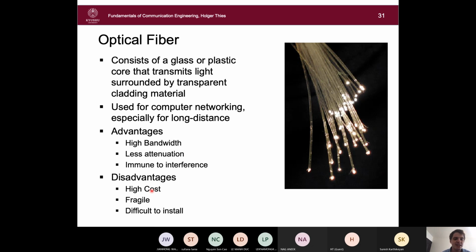The disadvantage is that they have very high costs, so they are very expensive to build. They can break easily. They are fragile, and they are difficult to install. So that's why it's often preferred to have other types of cables if those advantages are not important.